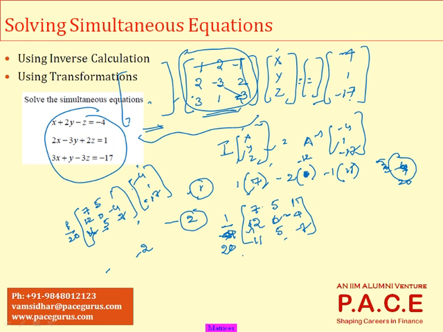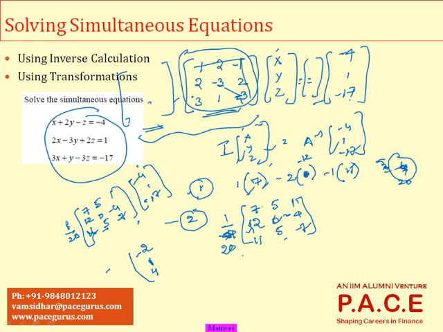Second, 12 into minus 4, minus 48, and plus 68, 20. 20 by 20 is 1. And what about the third? 11 into minus 4, minus 44, plus 5, minus 39. Sorry, minus 119. Minus 39 plus 119 is 80. 80 by 20 is 4.